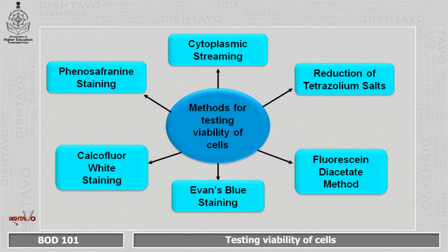First is cytoplasmic streaming. Next, reduction of tetrazolium salts. Third, fluorescein diacetate method. Next, Evans blue staining. Then we have Calcofluor white staining, and lastly phenosafranin staining.